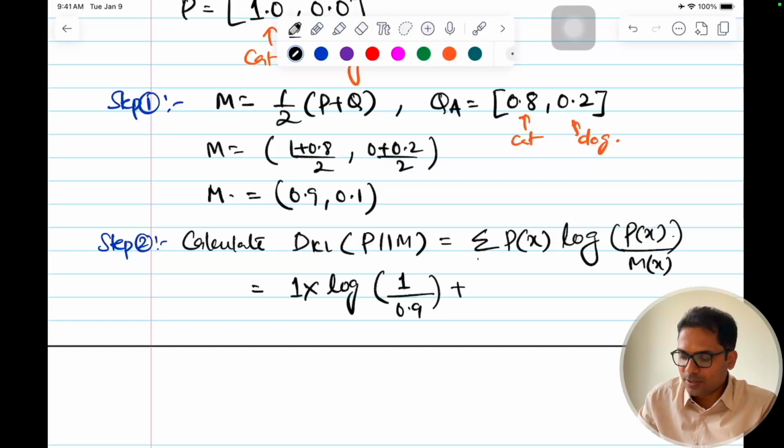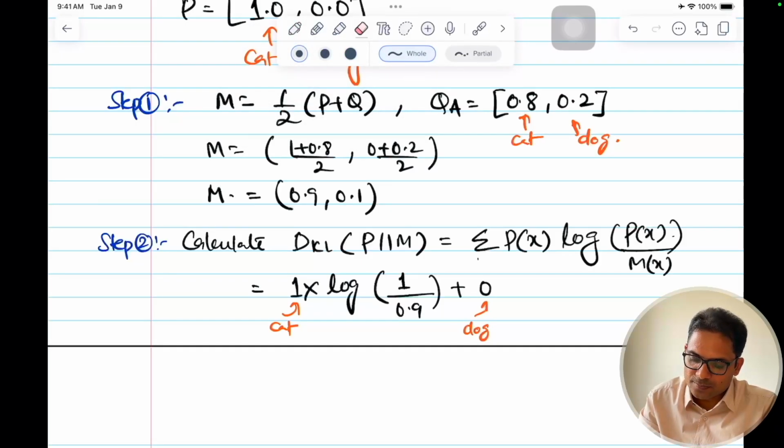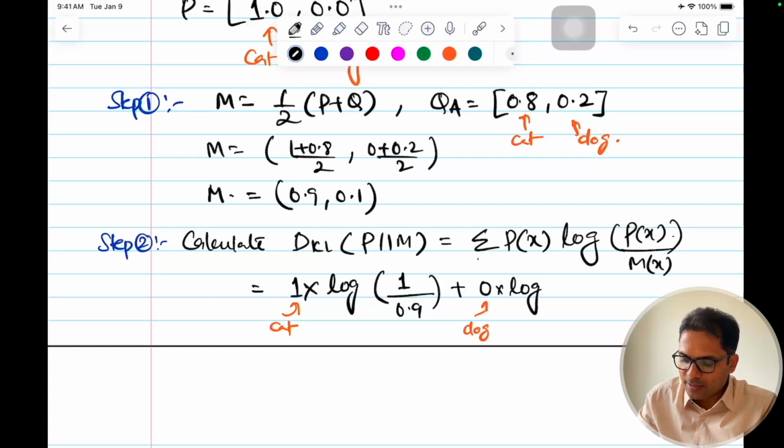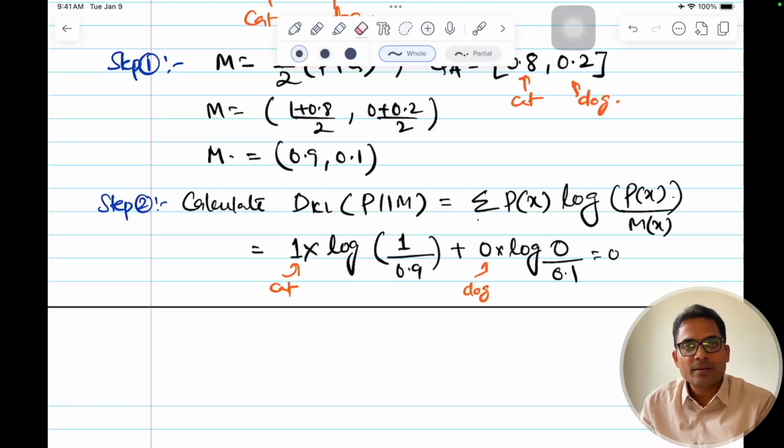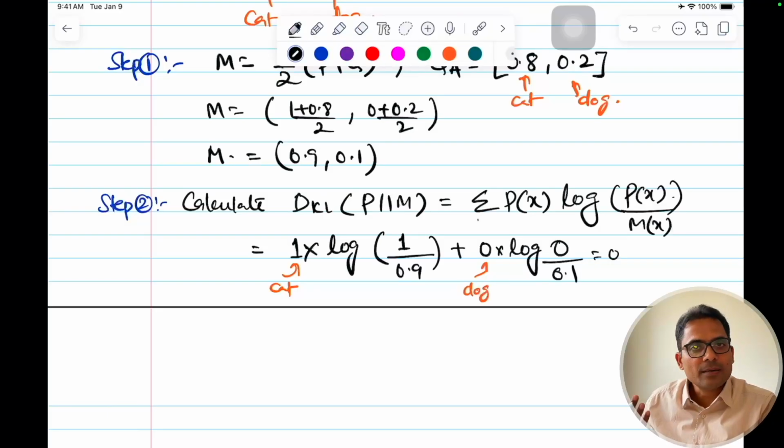plus, everything is plus here. Okay, and the second term is 0. Actual, this is for cat and this is for dog. So actual probability of it being a dog is 0 into whatever the term is, but I'll write it down. So this is log of 0 by 0.1. Again, you see this is 0 log 0, this is undefined. So for computational purposes, we'll take a hack to make it 0.